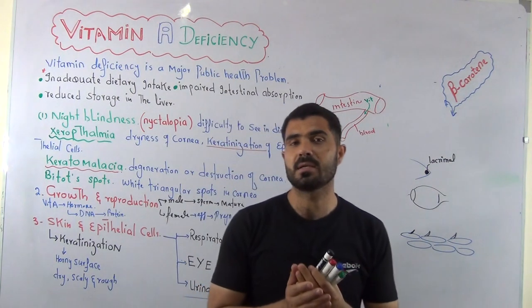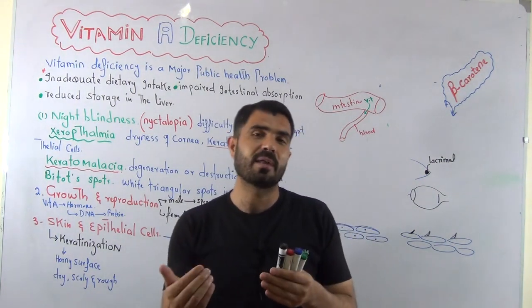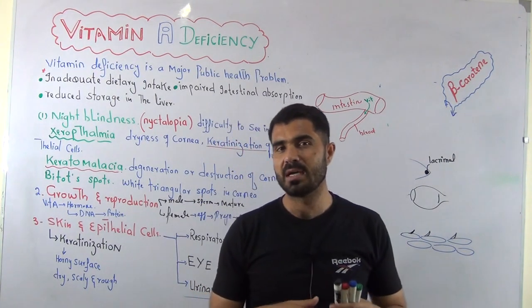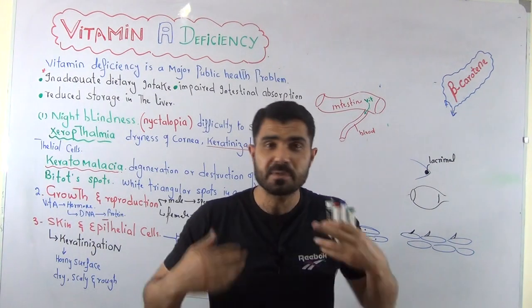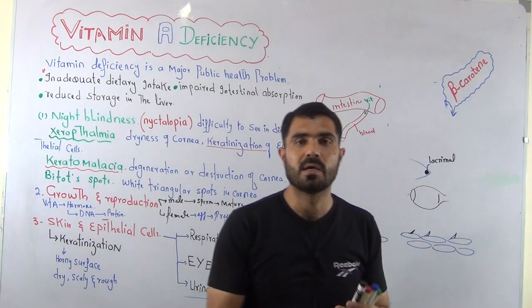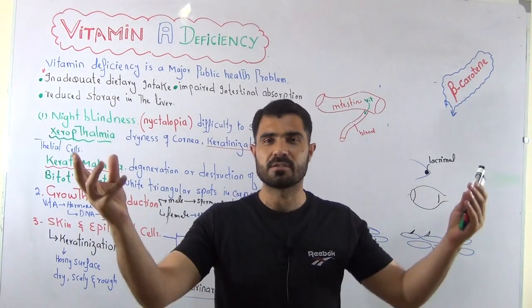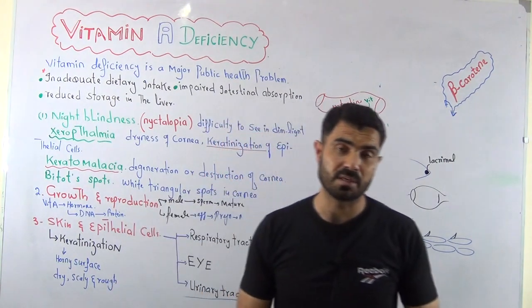Today we will discuss the deficiency of vitamin A. Deficiency of vitamin means the lack of vitamin, no supply to the body. When vitamin A is less in your body or absent in your body, what will be the result of this problem? This is called deficiency of vitamin. And so today we will discuss the deficiency of vitamin A.